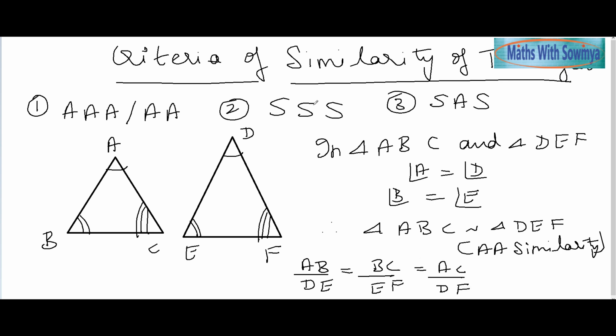DF. Similarly, we can even prove by SSS: if three sides are proportional, then also we can say the two triangles are similar. Then obviously their corresponding angles are equal. We can even go by SAS, two sides and the included angle. If two sides are proportional and the included angle is equal, then also we can prove the similarity. So in similarity we can even take the base, not as in the BPT. Now we will see some more sums regarding this particular similarity.